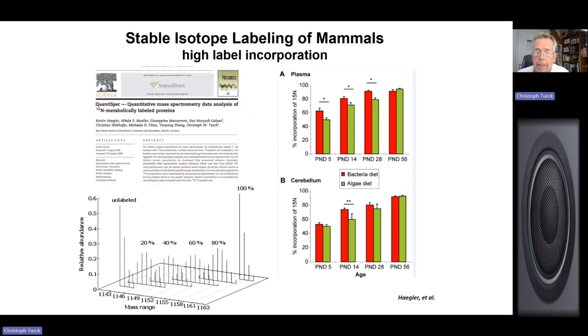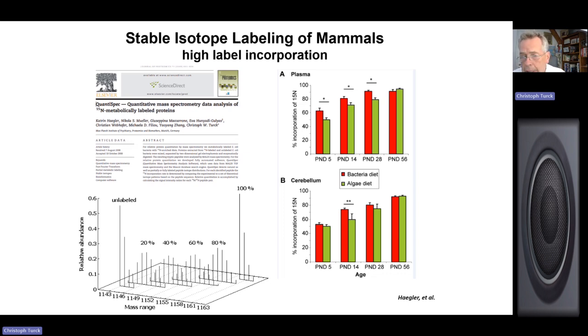Now, what you see here on the right, the bar graph, is the 15N incorporation rates that you get over time, starting at postnatal day 5, 14, 28, and 56. You can see that the 15N incorporation gradually goes up. And in this case, we actually compared the Silantes diet to another diet that was based on 15N labeled algae, and we got pretty much comparable results with the algae diet at the time.